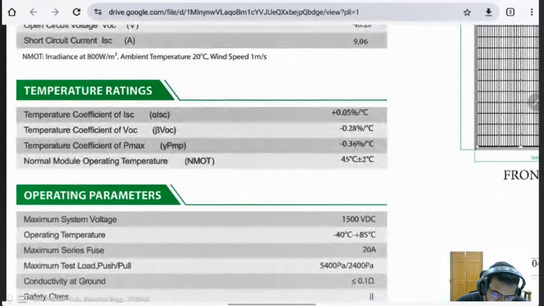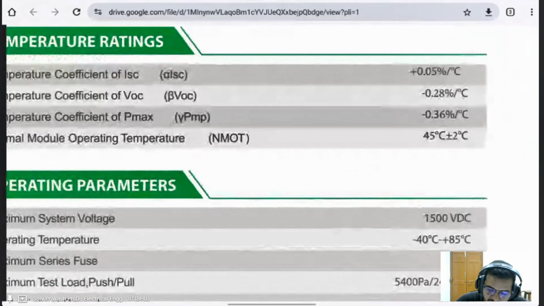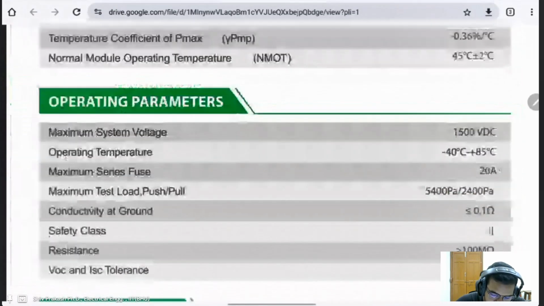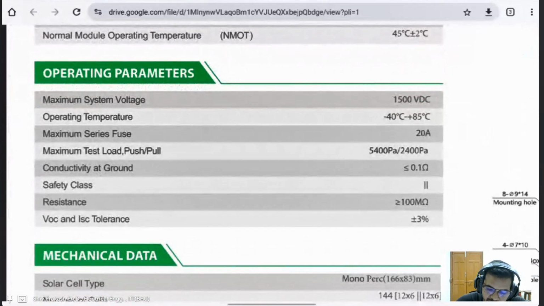The temperature coefficient is given clearly here. For the short circuit current it is positive, but for the open circuit voltage it is negative. If the open circuit voltage coefficient is negative and current is positive, then the power coefficient is definitely negative, as it is the multiplication of these. Maximum system voltage is 1500 volt.